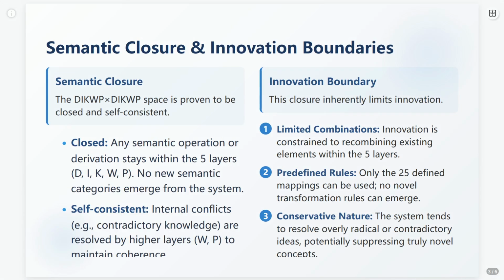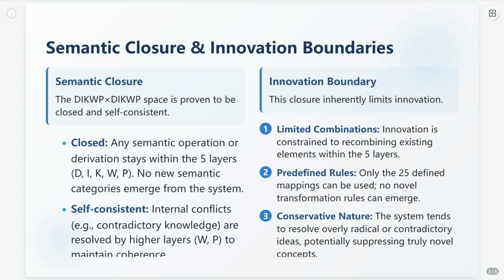Now, here's where it gets interesting. This whole DIKWP cross DIKWP setup is mathematically proven to be closed and self-consistent. What does that mean? Closed means whatever semantic magic happens within these 5 layers stays within those 5 layers. You can't suddenly invent a 6th type of meaning. Self-consistent means it won't crash itself by having contradictory thoughts. Higher levels like wisdom or purpose will smooth things out.